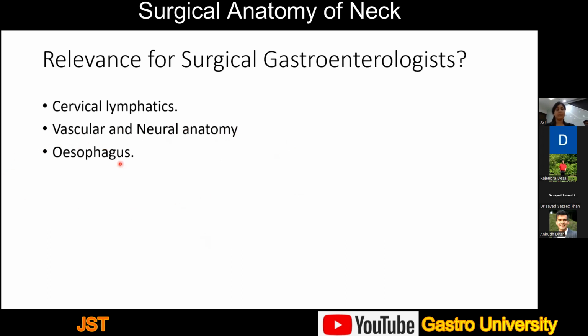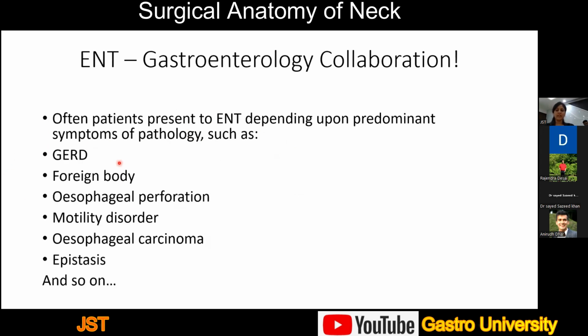And the last is the very brief anatomy of the esophagus. Like every other department, ENT and gastroenterology should also work in tandem, because there are certain diseases in which, depending upon the predominant symptoms, patients will present either to the ENT or a GE surgeon. It can be foreign body, esophageal perforation, reflux disease, motility disorders like achalasia, esophageal carcinoma, epistaxis, and so on. Therefore, it is important to have a bird's eye view of the entire picture rather than focusing on a single system. Thank you.